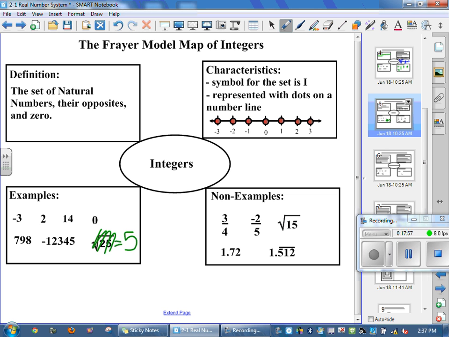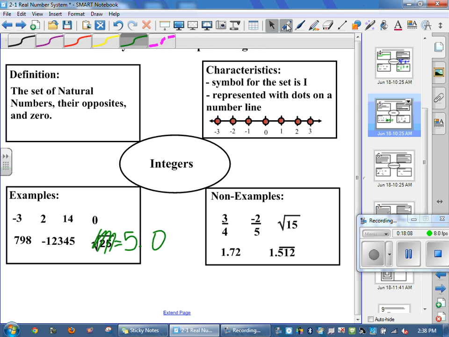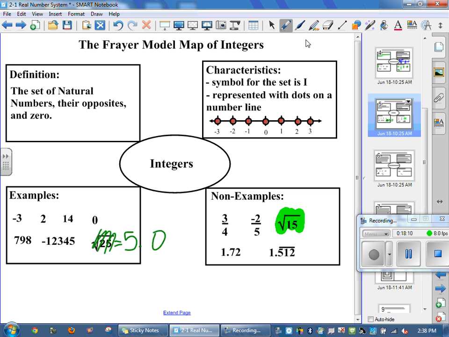No. Okay. The stuff that is not examples, the non-perfect squares. So non-perfect squares are here, repeating decimals, ending decimals, and all kinds of fractions. Okay?